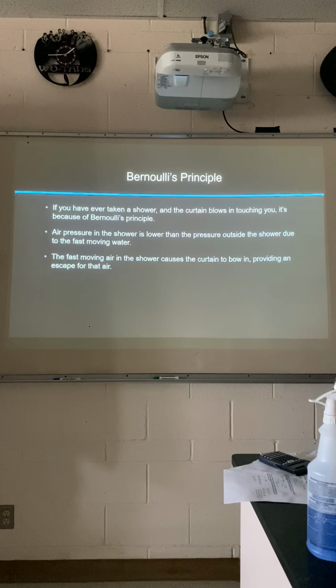The reason why is the pressure inside the shower is less than the pressure outside, and it's due to the water moving. As that water is moving inside the shower, it's actually lowering the pressure compared to the outside. So the outside is still, and that still high pressure system moves in toward the low pressure, which causes the curtain to bow in and provides an escape for that air, and then it touches you and you feel gross.